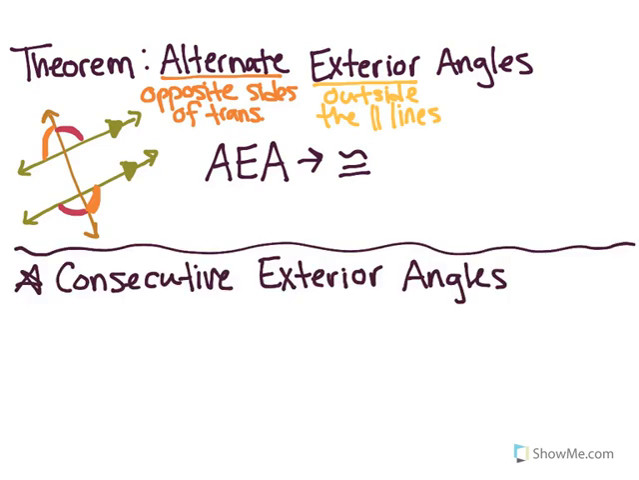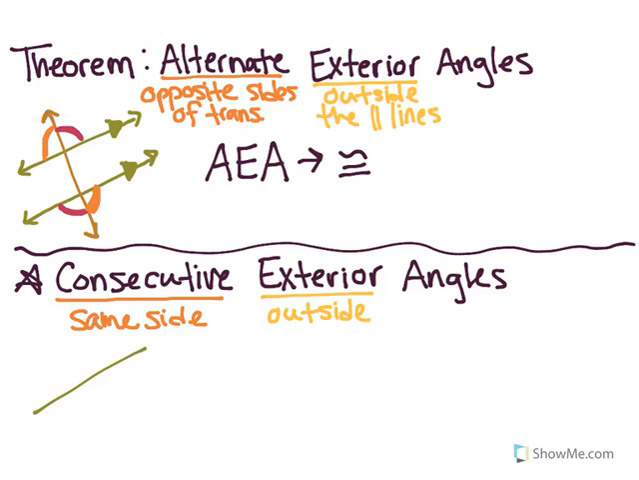Now, we do have one more special pair of angles that exist, but it's not covered in our textbook, and I just want to make sure that we go over it just in case. So these are called consecutive exterior angles, and of course the consecutive part means that they're on the same side of our transversal, and the exterior part means that they're on the outside of the parallel lines. So just briefly, I'm going to show you what that picture would look like.